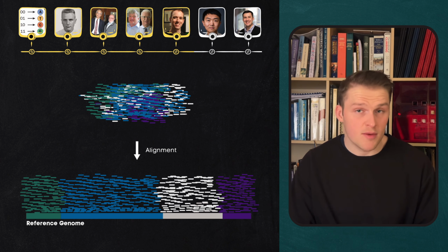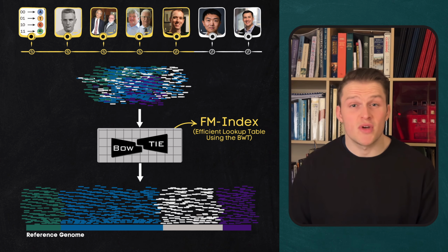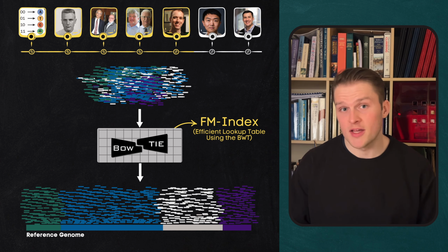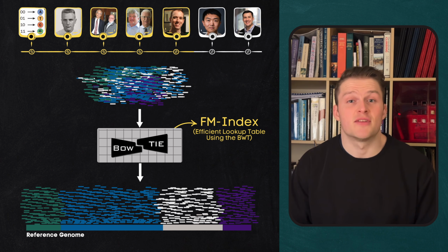To do this efficiently, researchers needed a method to rapidly map these short sequences to a reference genome, a crucial process known as alignment. This is where Ben Langmead and his colleagues at Johns Hopkins University had a breakthrough. They realized the Burrows-Wheeler transform could be combined with another technique called the FM index to create extraordinarily fast search algorithms. Their tool, called Bowtie, could align millions of DNA fragments to a reference genome at unprecedented speeds.